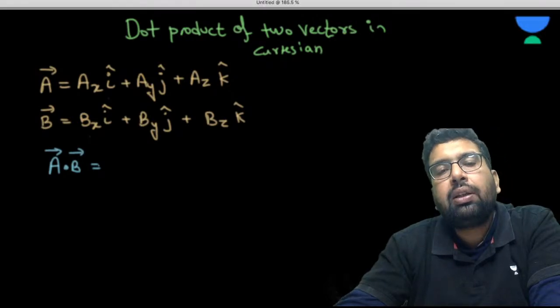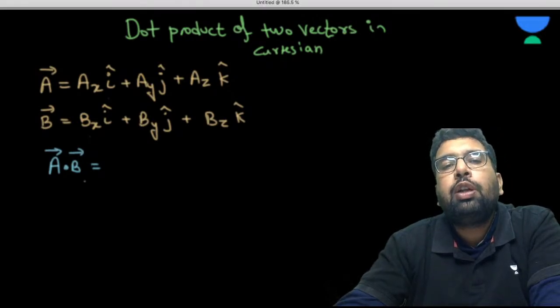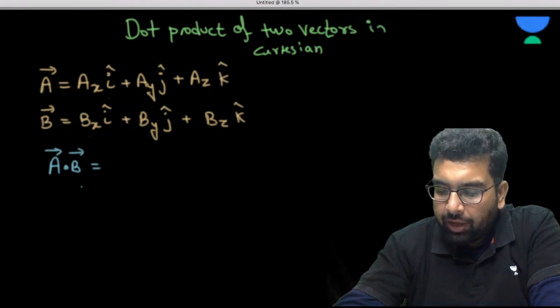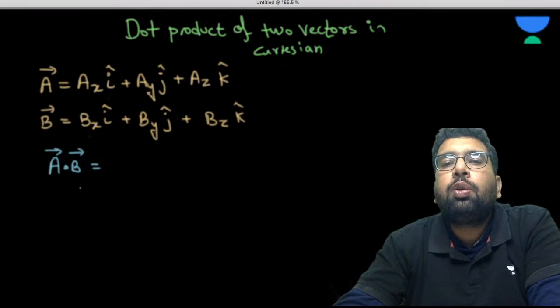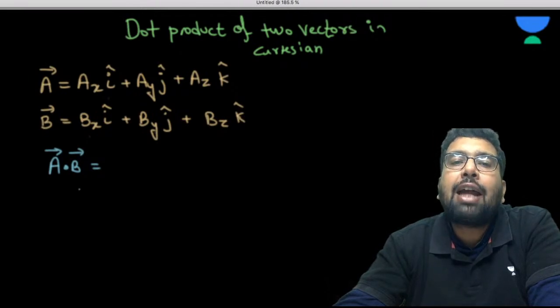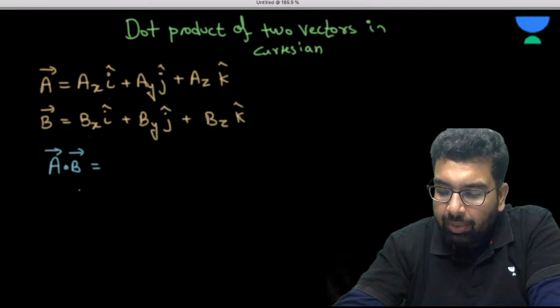Okay, so now in this case, what is going to happen? We know i dot i will become 1. We know j dot j will become 1. We know k dot k will become 1. i dot j will become 0. i dot k will become 0.